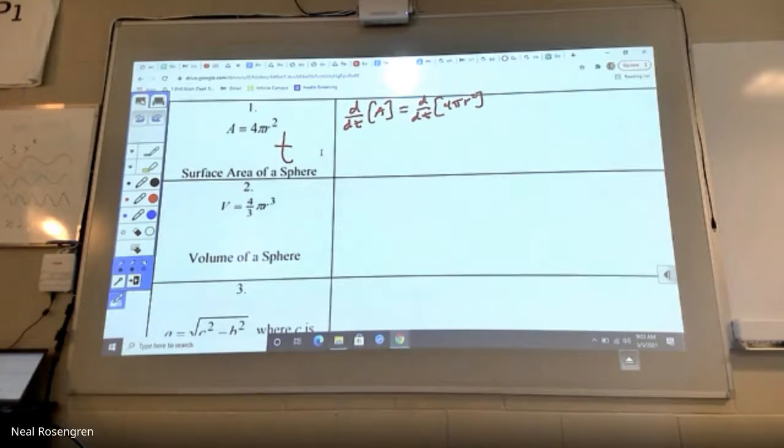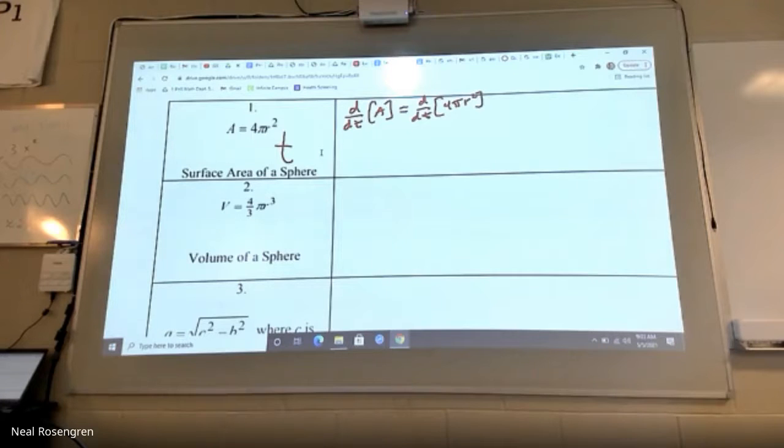And let's see what we get. Because what I want to be able to do is find a way to describe how fast the area is changing if I mess with the radius, or how fast the radius is changing if I mess with the area. If I have one rate, can I find a related rate? There we go.